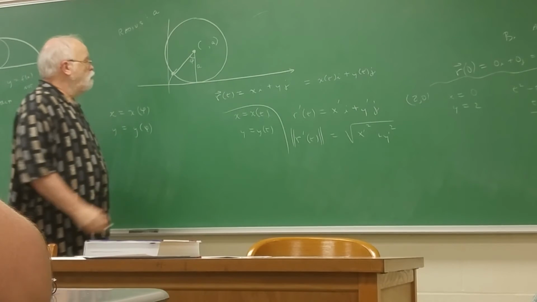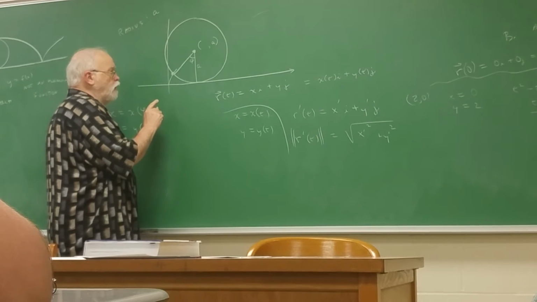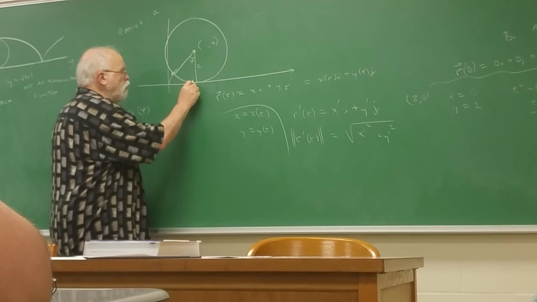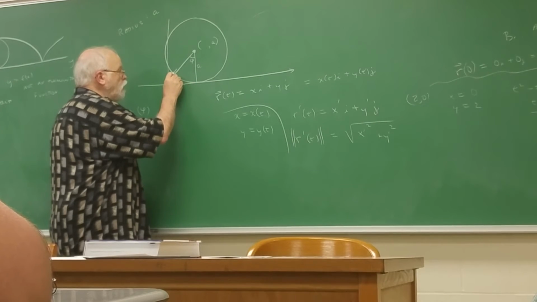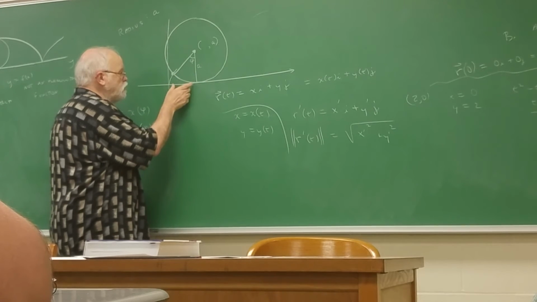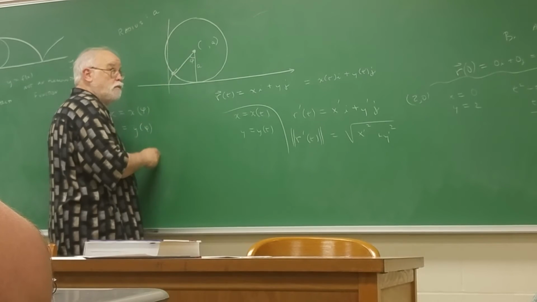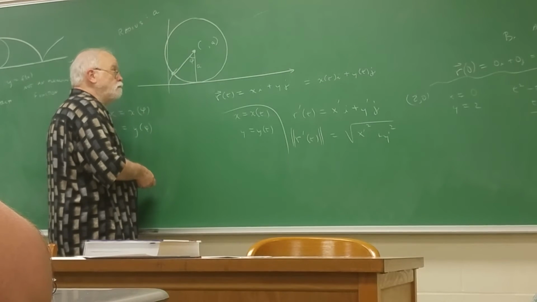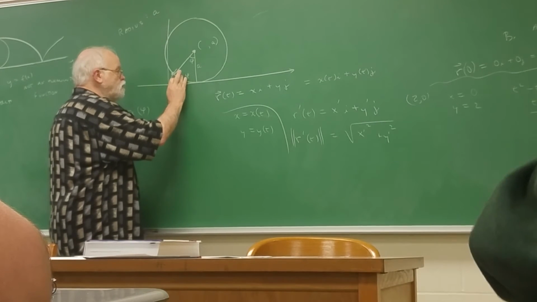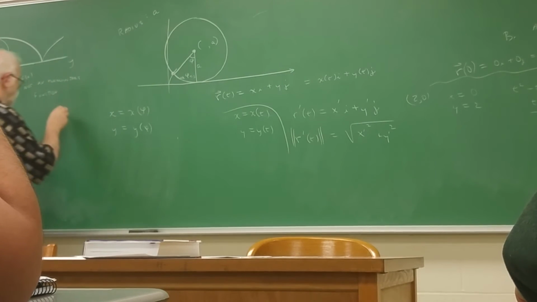But now is where we do the rolling without slipping. So what is this arc length right here? The distance it's rolled, the change in x. If a was 1, it would be phi. So it's A times phi. That's my arc length.